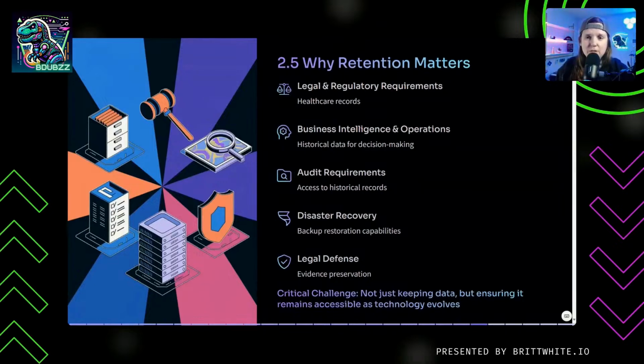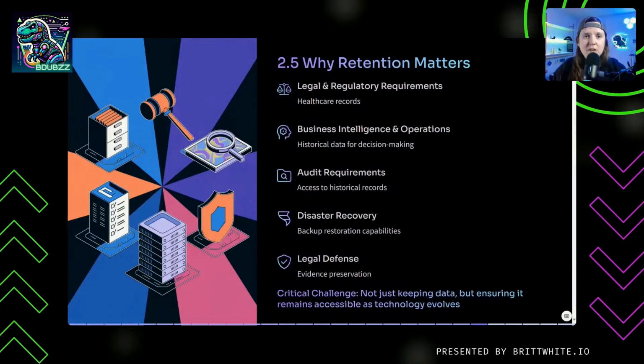Audits present another critical scenario. When auditors request records from 5 years ago, and they will, you need more than just the data. You need the ability to access and read it. Those records are stored in a format that only legacy software can read, and that software is no longer supported. You're in big trouble. Disaster recovery ties directly into this. Your retention policies must account for both storing and accessing data. If disaster strikes, can you restore from backups that were made using outdated systems? Will you still have the hardware and software needed to read those backups?